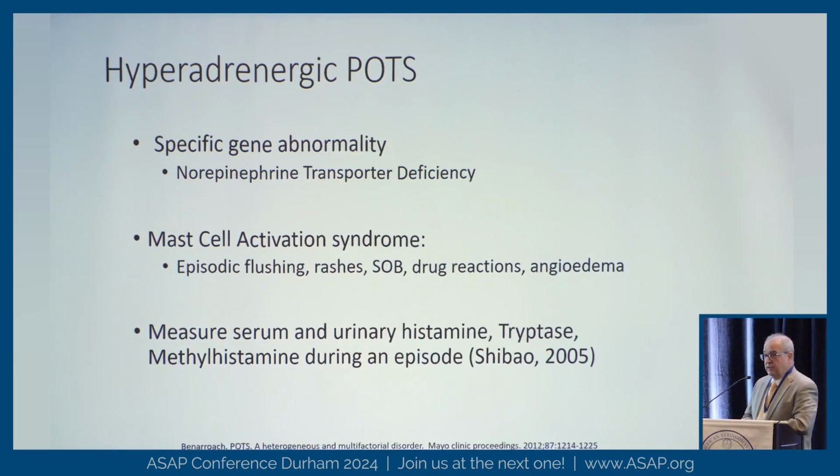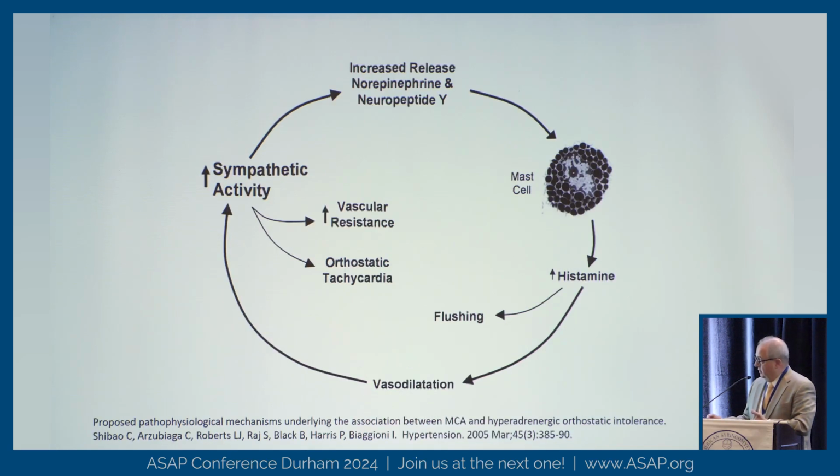Some patients have that in their family. There is a specific gene defect called norepinephrine transporter deficiency. It's not very common. You heard yesterday a lot about mast cell activation, so I'm not going to bore you with this. But these patients are prone to mast cell activation. And the reason for that is that sympathetic activity increases the release of norepinephrine, epinephrine, and neuropeptide Y. And that can challenge mast cells, which degranulate, and then they release histamine and some other stuff.